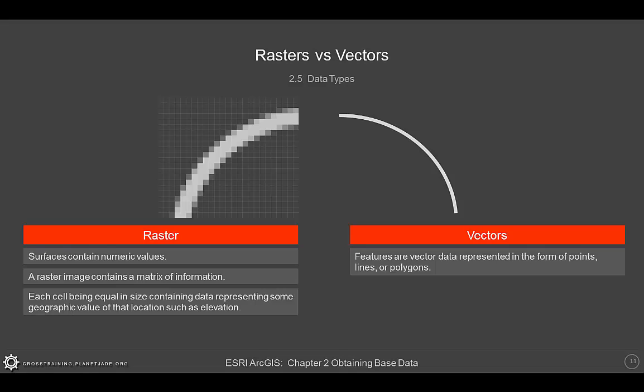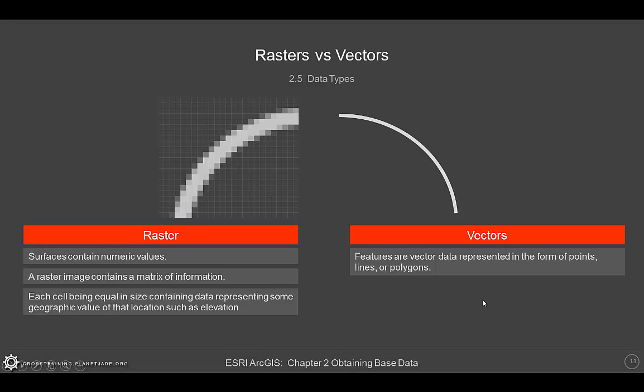Next we have our vectors, sometimes called features, and vector data is often represented in the form of points, lines, and polygons. So of course, when you have 2 points in space that are connected, that forms a line. When you have 3 points in space connected and there's lines in between that can make a surface, that is often called a polygon. So in rasters we can have surfaces, such as the one that we see here.